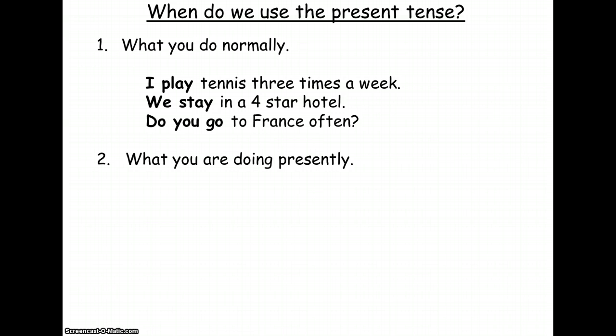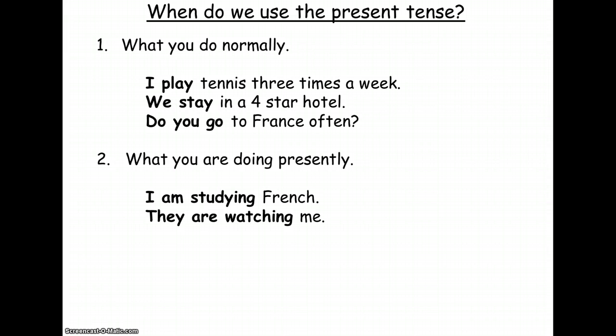The second reason you might choose the present tense is to tell us what you are doing in the present moment, such as I am studying French and they are watching me. Okay, so those two examples are more obviously present tense, but they look very different from the examples in one. That's because in English there are several different types of present tense, namely 3.